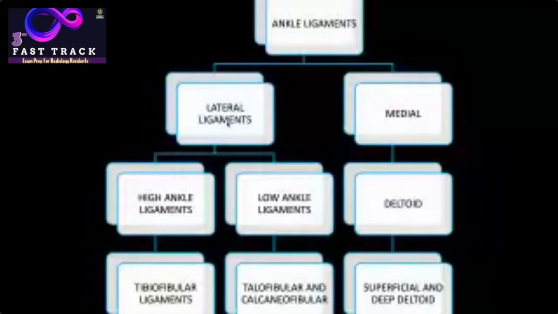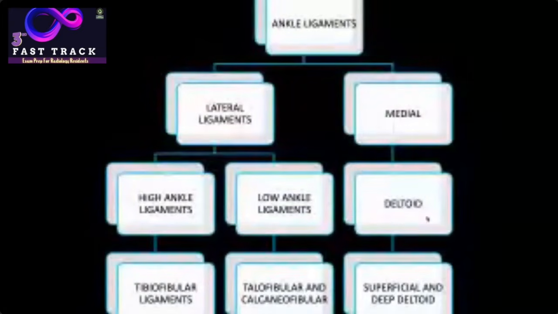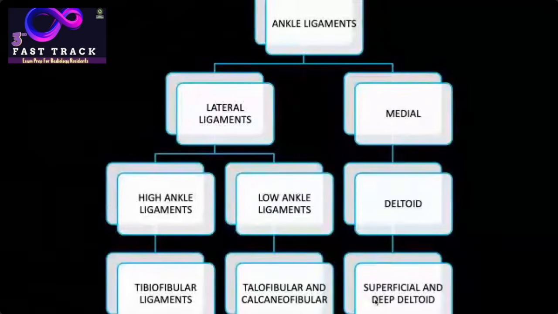Summarizing the ankle ligaments, the lateral ligaments and the medial. Lateral ligaments are high ankle ligaments, that's the tibiofibular ligaments. Low ankle ligaments are the talofibular and the calcaneofibular. On the medial side, we have the deltoid ligament complex, superficial and the deep deltoid.